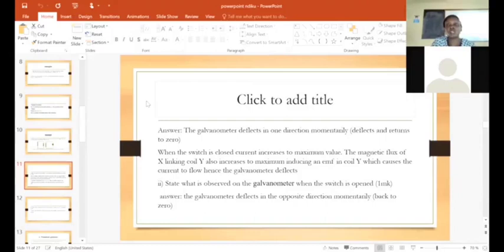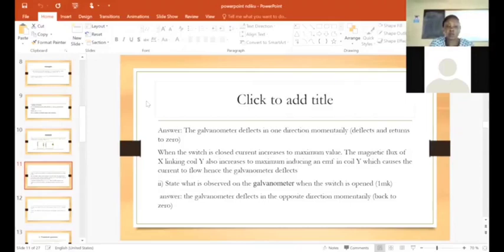And here the keyword was explain. That's why we have given a detailed explanation of what was happening. But if it was just state, like in 2012, where the question was just state the observation on the galvanometer when the switch is closed, the answer was the galvanometer deflects momentarily, or the galvanometer deflects and returns back to zero, without explanation. But if explanation is required, then you have to go ahead and explain what is happening, or what is making it behave in that manner.